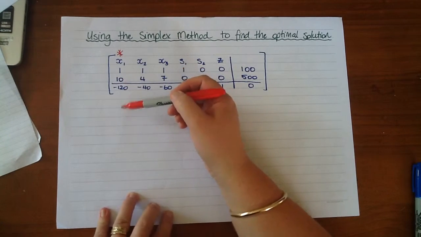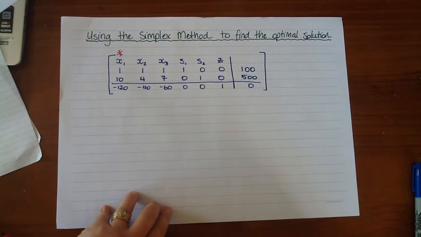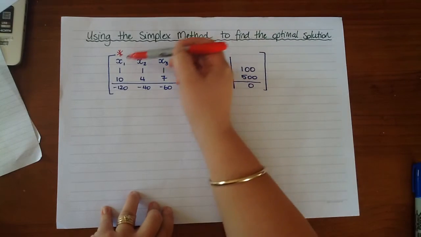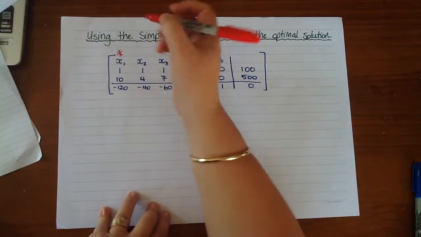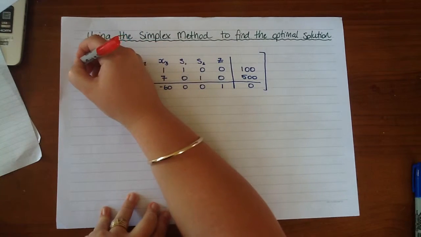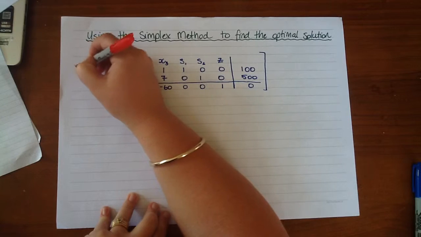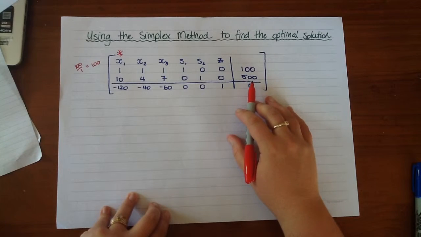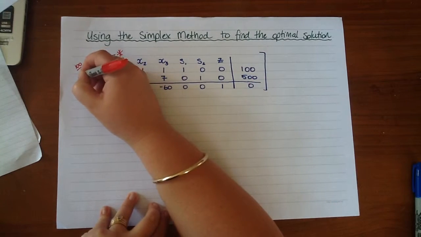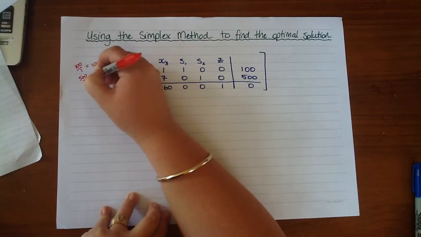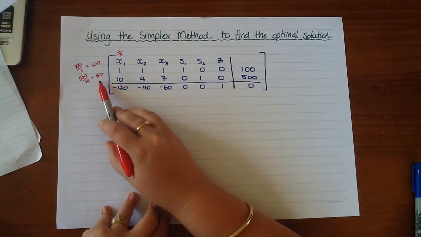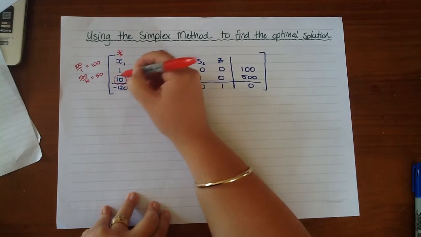There might be more rows in other examples that you do. To work out which one, we divide the value over here, our answer, by the value here in the first column. This is called a test ratio. It would be 100 over 1 equals 100. That's our test ratio for the first row. In the second row, it would be 500 divided by 10, which equals 50. Out of our test ratios, we are looking for the smallest. Our smallest test ratio is 50, so we're going to use 10 to pivot.